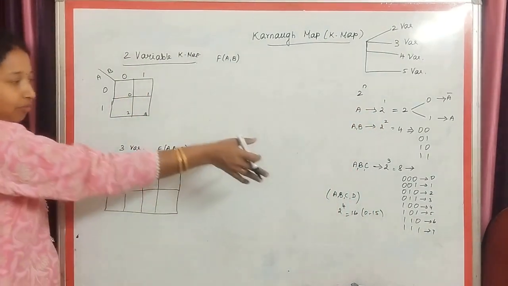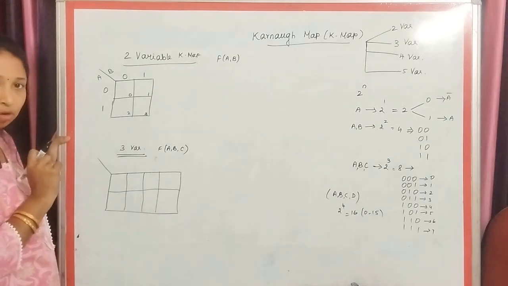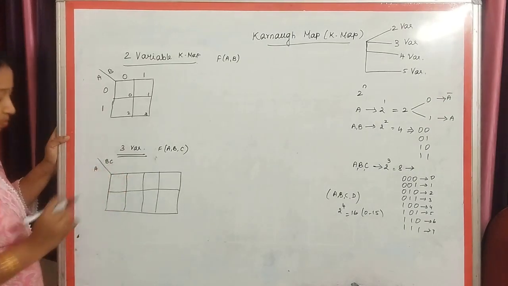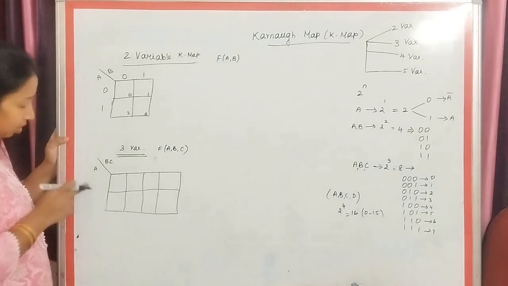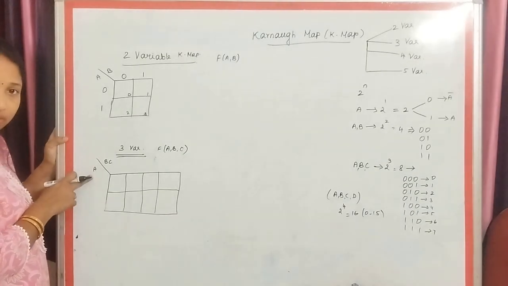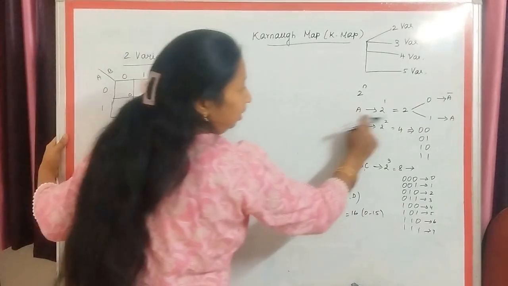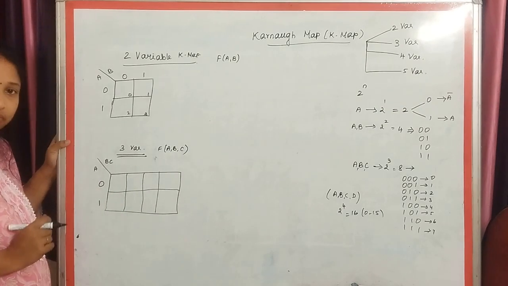Clear? Now I have to represent those numbers inside those boxes. How to represent? Let me take, this is B and this is A and BC. On the left hand side, I've got only one variable. So how many combinations are possible? For a single variable, I will have two combinations. So 0 and 1. Understood?